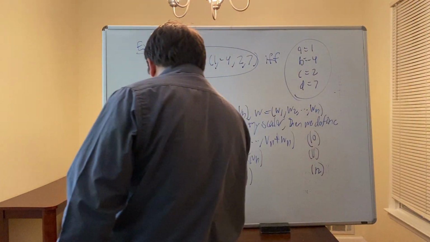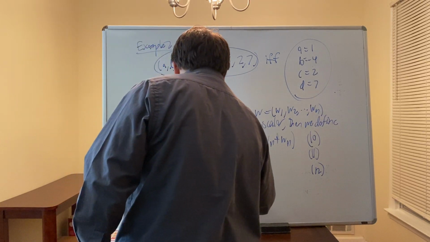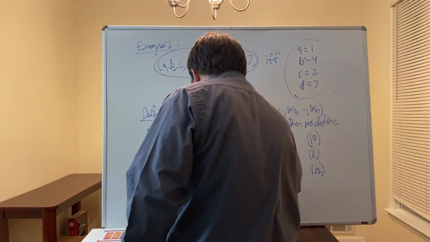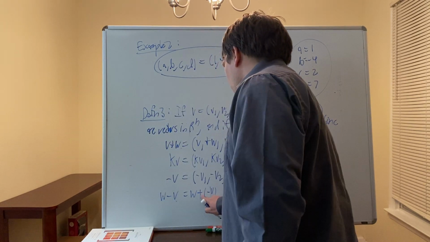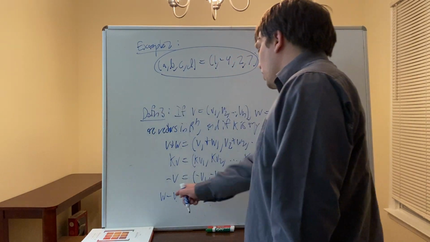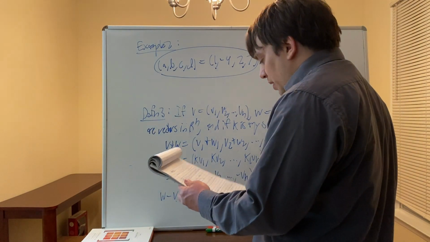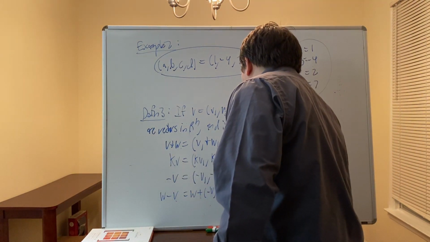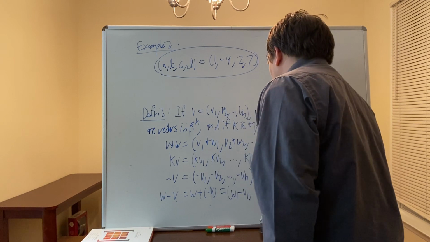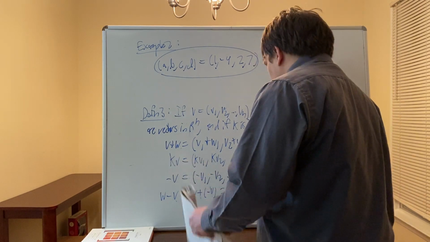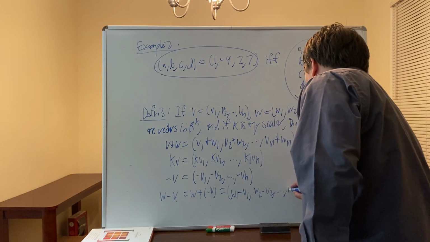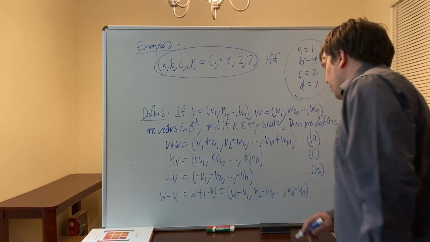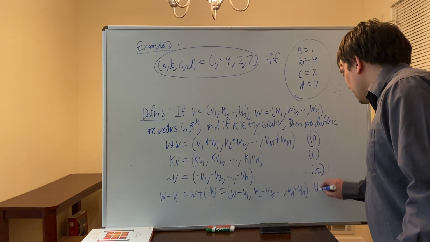And w minus v is equal to w plus negative v, which we talked about before. Subtraction is adding the negative of the vector. So w minus v equals w plus negative v. And that's equal to (w1 minus v1, w2 minus v2, ..., wn minus vn). And that's equation 13 in this section.